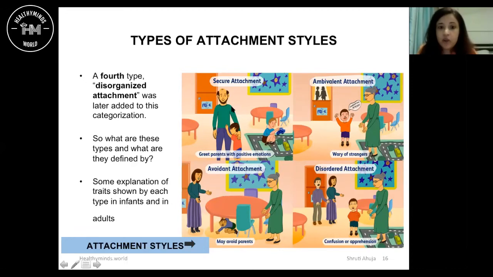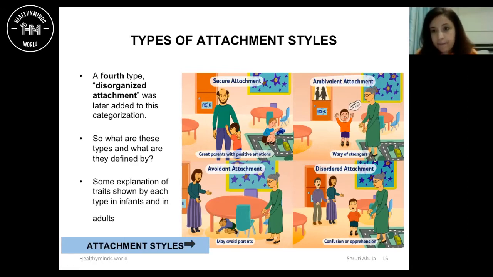With secure attachment, the child greets parents with positive emotions. With anxious-ambivalent attachment, the child is wary of strangers. There's more to it, that's not the only thing. Avoidant attachment may avoid parents. Again, there's more. Disordered or disorganized attachment shows confusion or apprehension. So let's start with the secure attachment. How would a secure child behave?